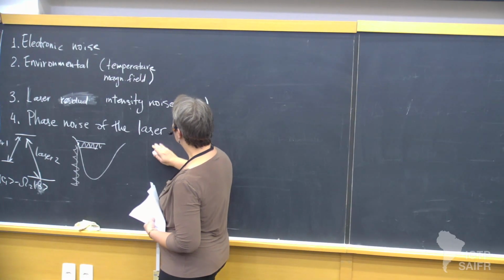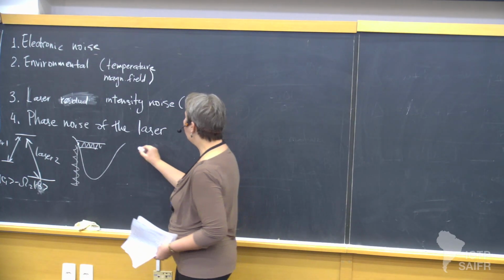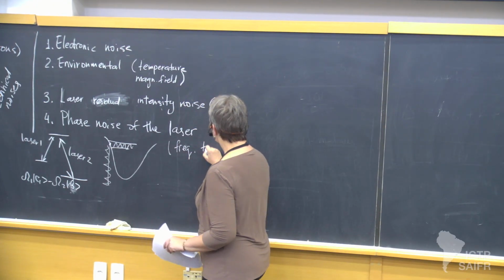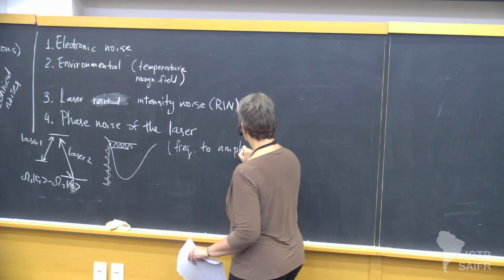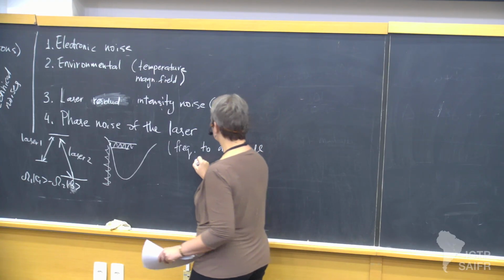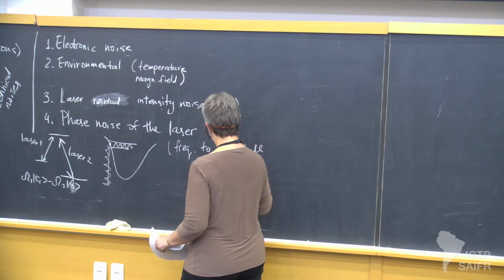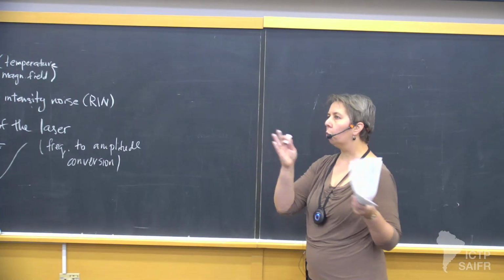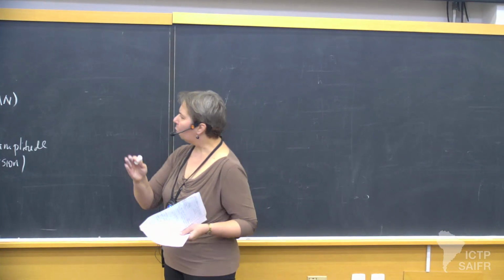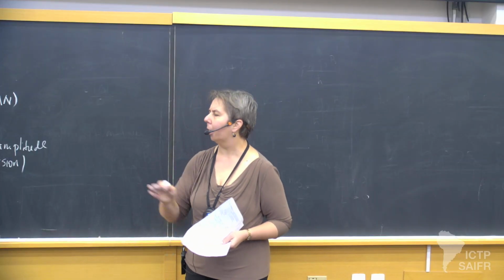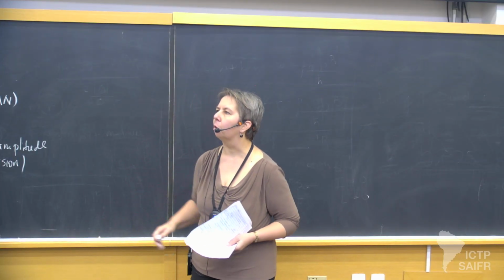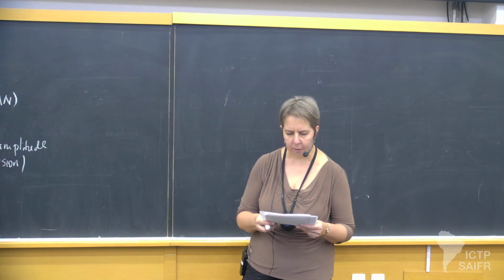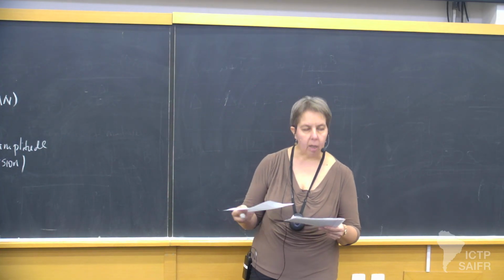This particular process has its own name, which is frequency to amplitude conversion. That's why, if you have an option to choose where to park your laser, you may want to park it at the minimum slope of your one-photon resonance, because that will help you to reduce this effect. Okay? Anything else?